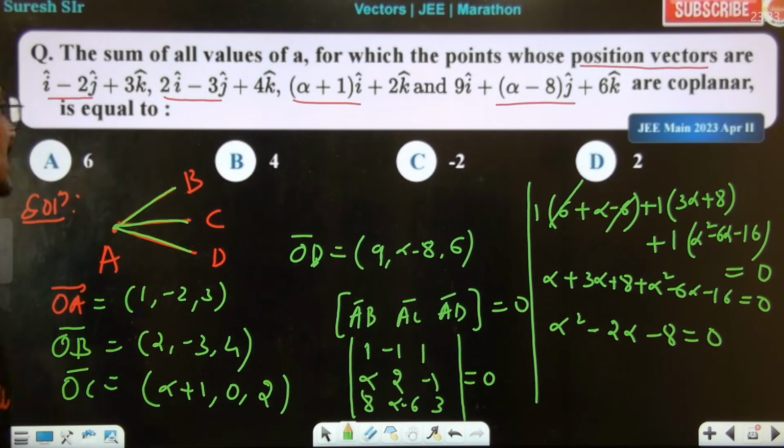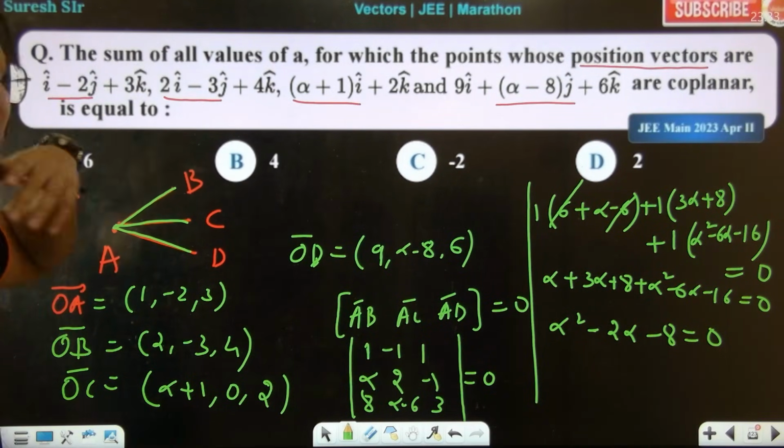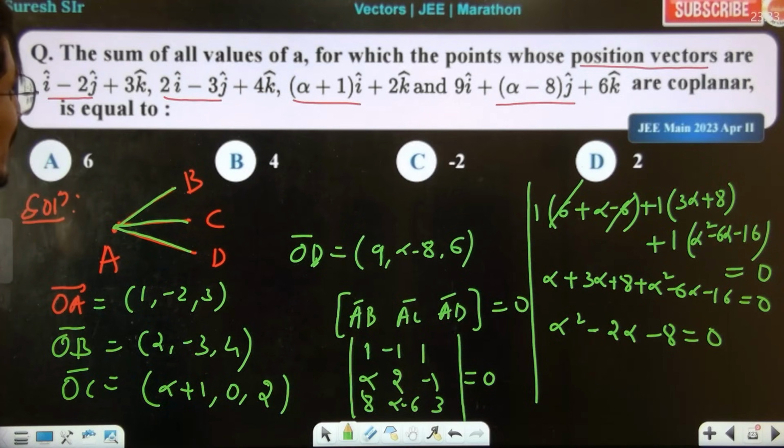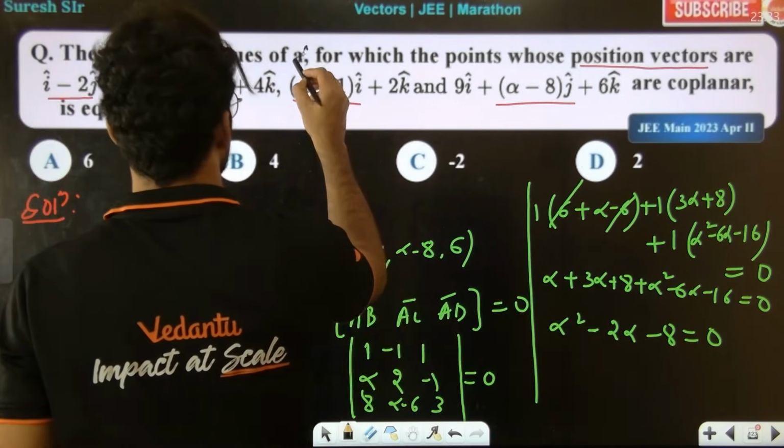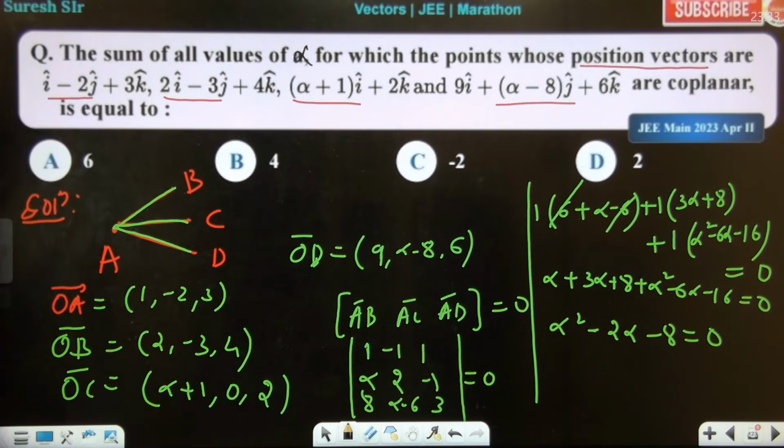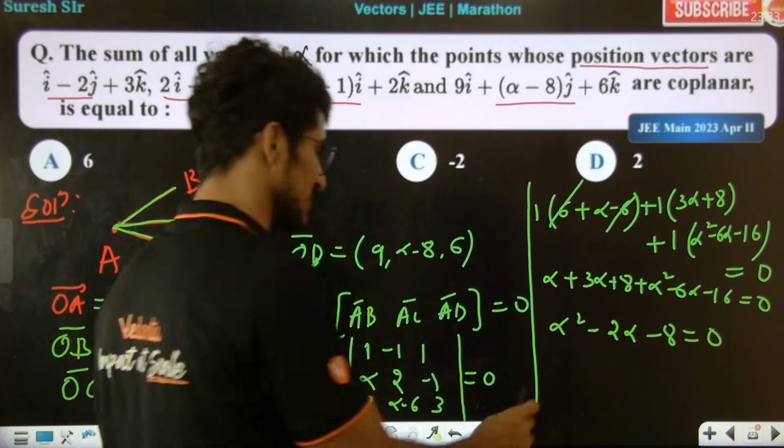Alpha square minus 2 alpha minus 8. They are asking for the sum of the roots, the sum of the values of alpha here, not A. What is the sum of the roots here? What is the sum? Tell me.